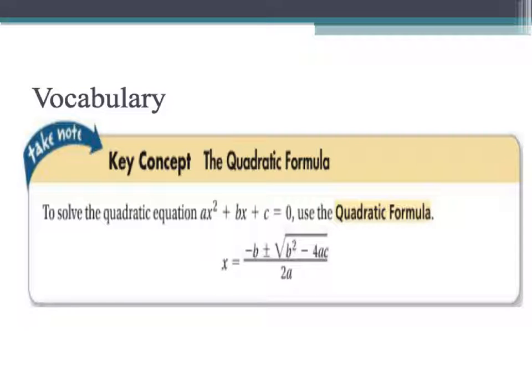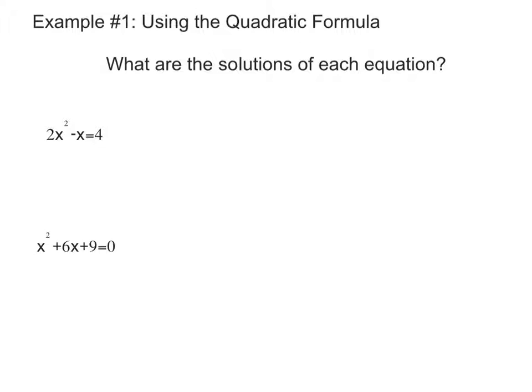So if you've not seen the quadratic formula before, here it is. It's x equals negative b plus or minus the square root of b squared minus 4ac over 2a. Following that formula, we can find the solutions a different way.